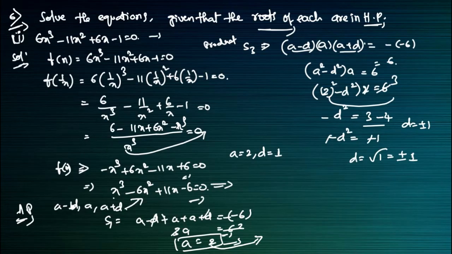So the roots will become a minus d, which is 2 minus 1, then 2, and 2 plus 1. So it will become 1, 2, 3. Then again you will do it with a is equal to 2 and d is equal to minus 1, and you will work it out.